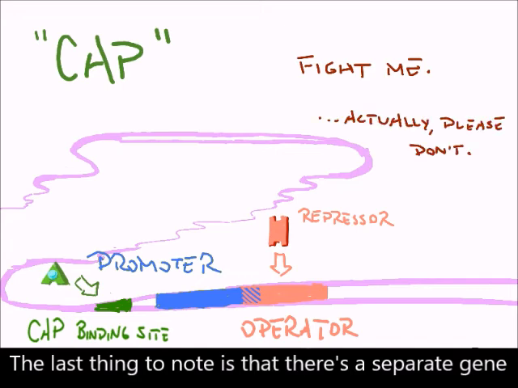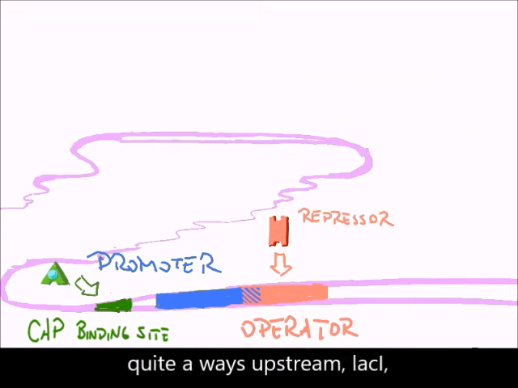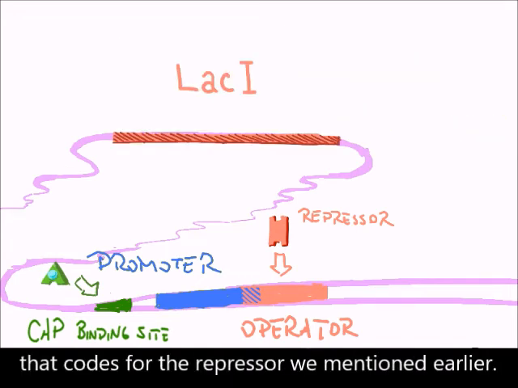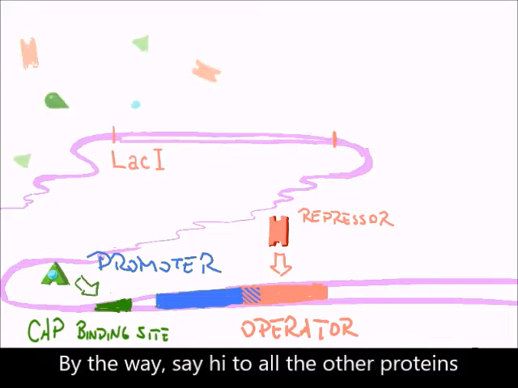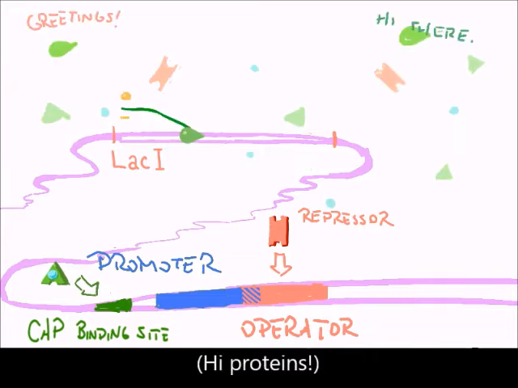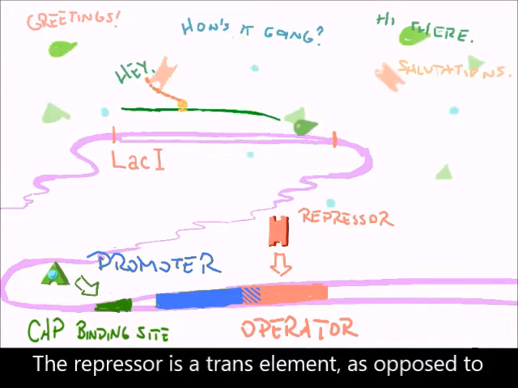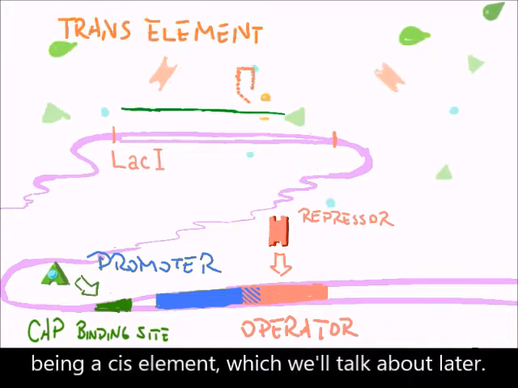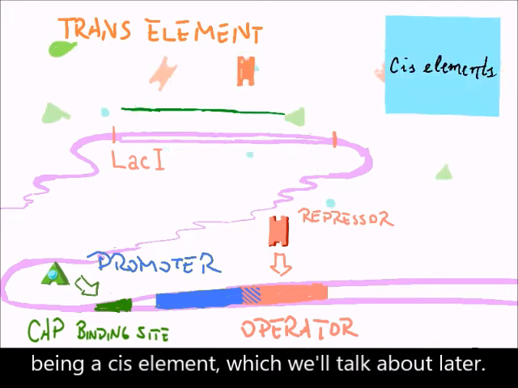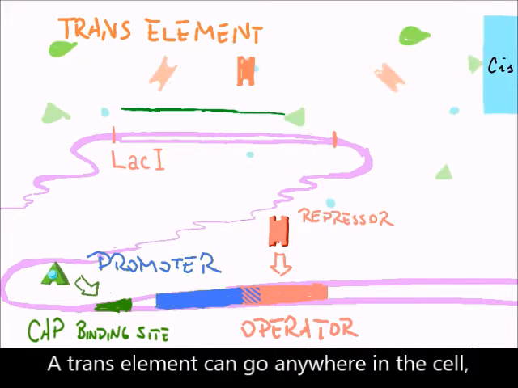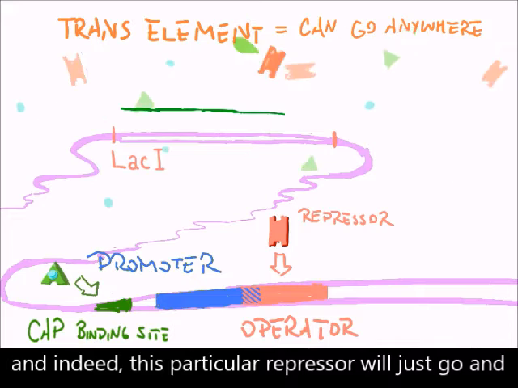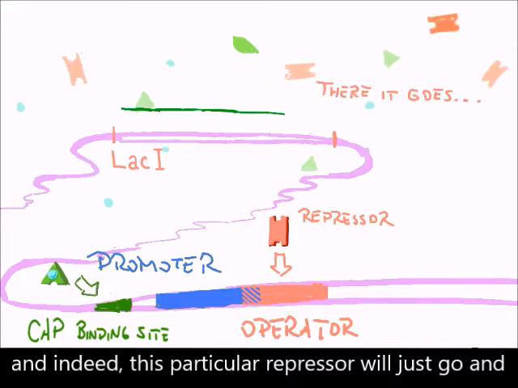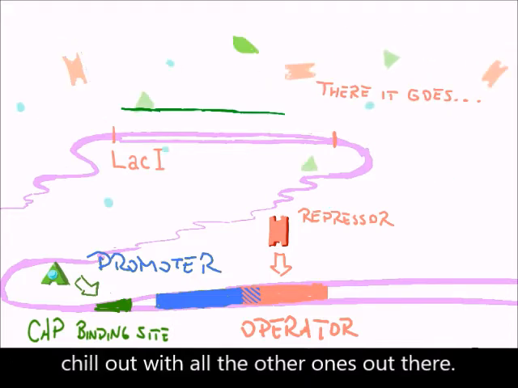The last thing to note is that there's a separate gene quite a ways upstream, LAC-I, that codes for the repressor we mentioned earlier. By the way, say hi to all the other proteins floating around here. Hi, proteins. The repressor is a trans element, as opposed to being a cis element, which we'll talk about later. A trans element can go anywhere in the cell, and indeed this particular repressor will just go and chill out with all the other ones out there.